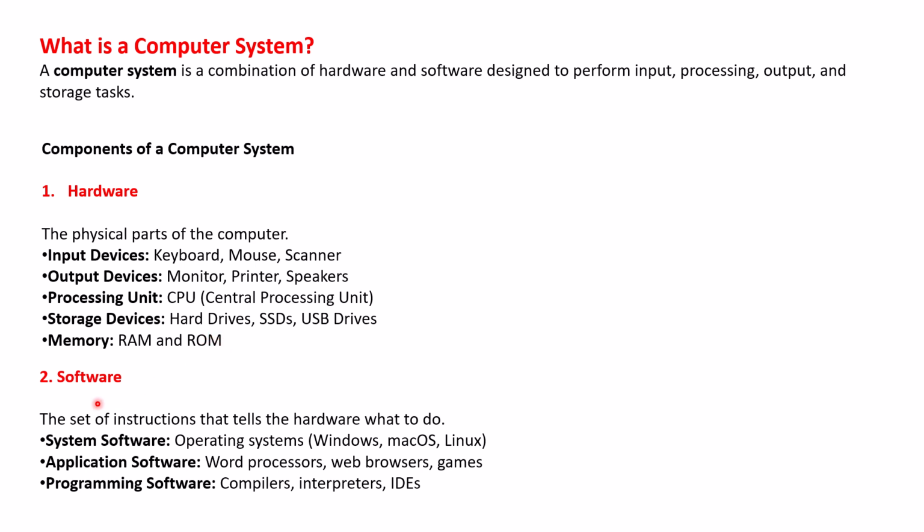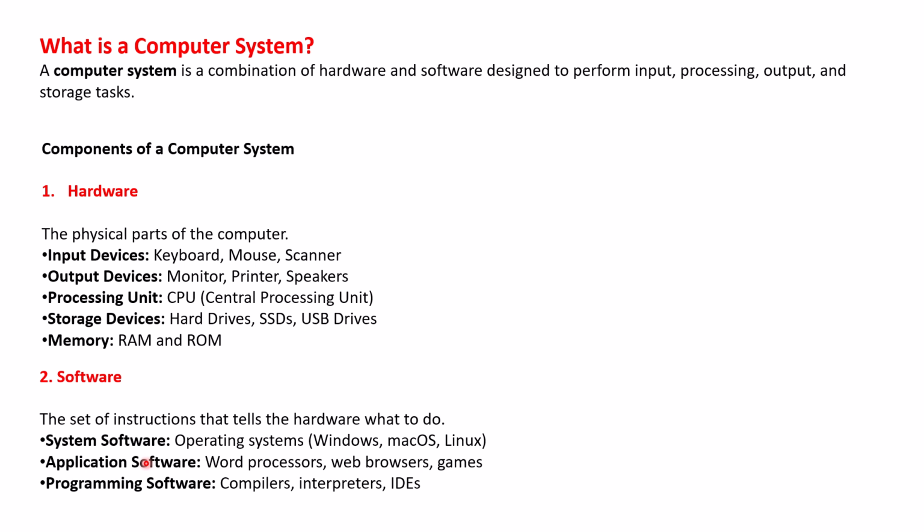Now coming to software: it is a set of instructions that tells the hardware what to do. Software is a kind of instructions or programming that we give to the system, to tell the hardware what to do exactly. For example, if you click on print, we are giving an instruction to the printer to print something, right? So this is called software.